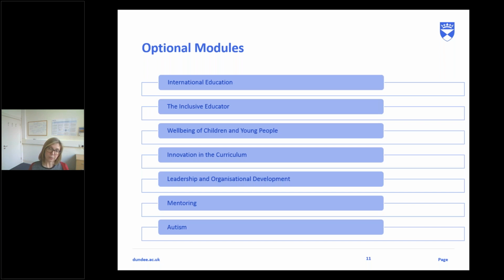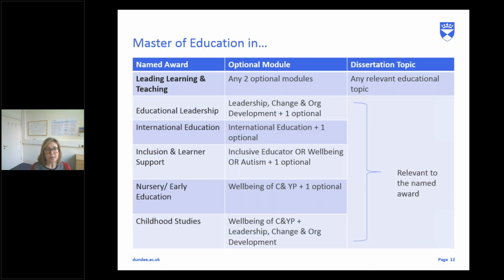So I'm just going to go through some of the different permutations around the named awards and how the optional modules link with that, along with dissertation requirements if you undertake the full MEd. So from here, what you can see is we have Master of Education in, and you can see from the top named awards, the generic Leading Learning and Teaching Award, that you can undertake any 2 optional modules for that.